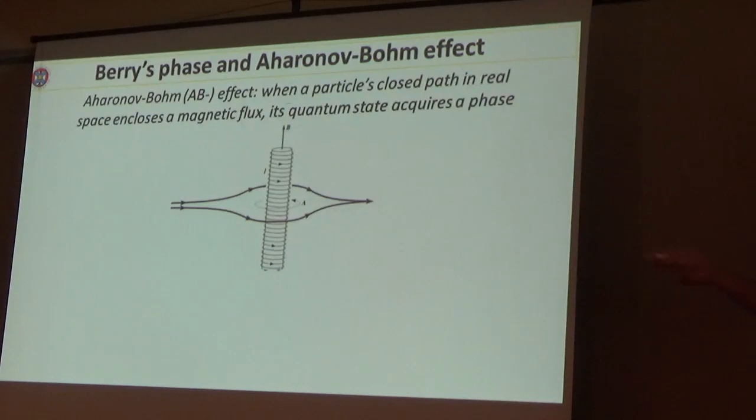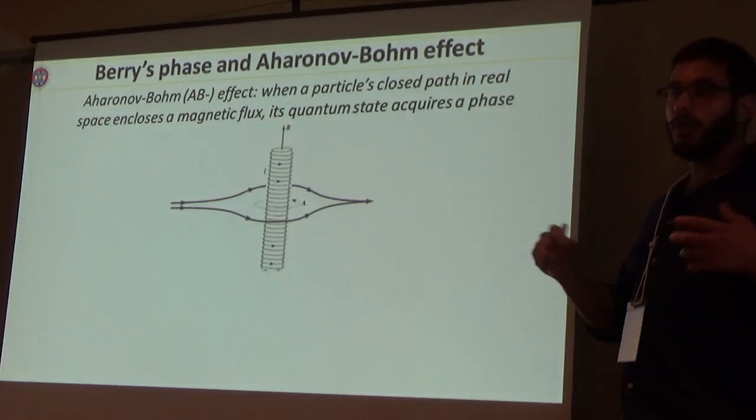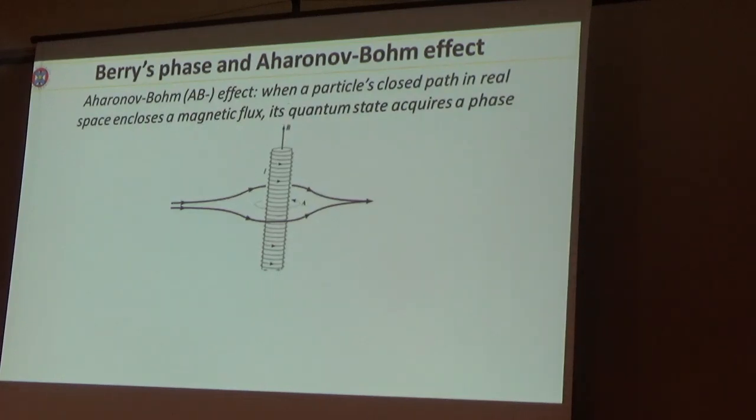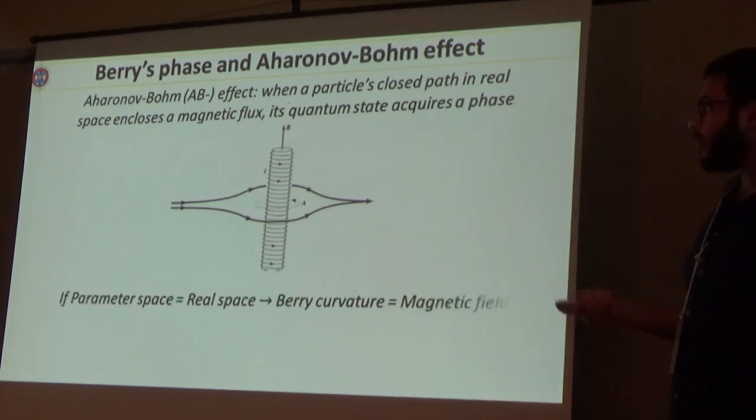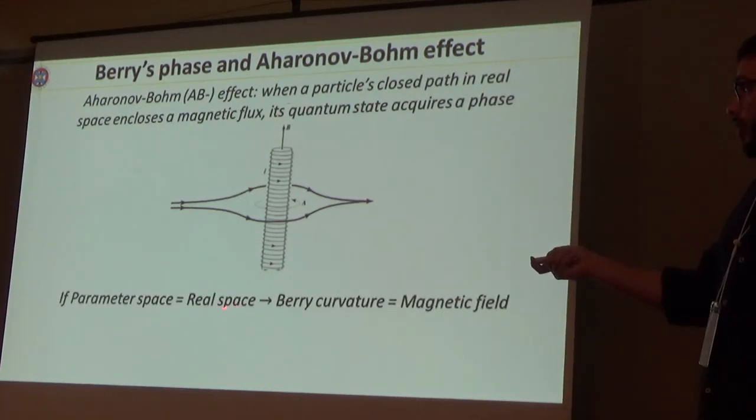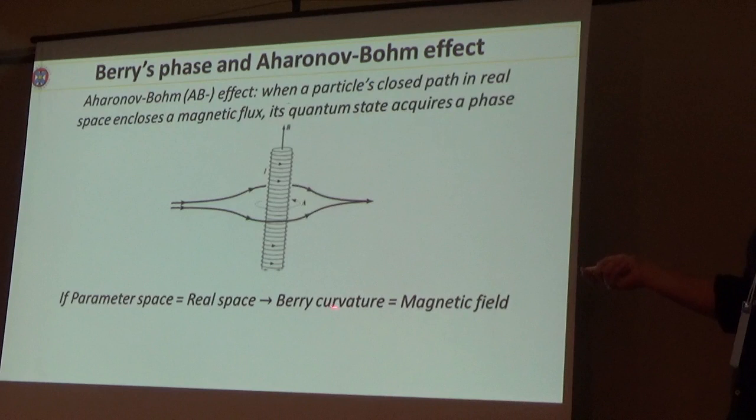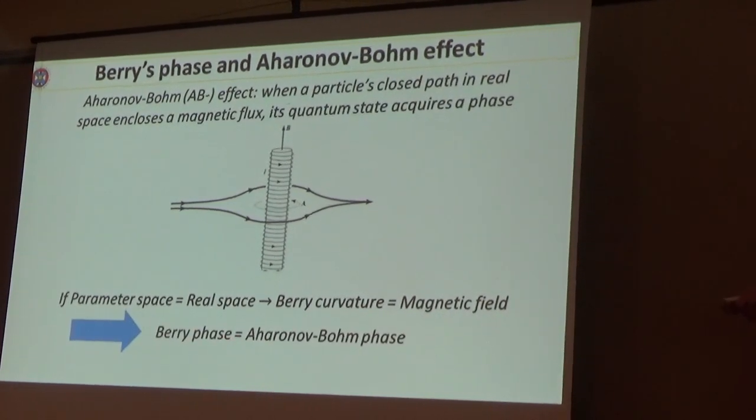As an example of the Berry's phase, we will consider the Aharonov-Bohm effect, where if we have a particle in real space that goes through a closed path that encloses a magnetic flux, if we have a magnetic field there, its state acquires a non-trivial phase factor, the Aharonov-Bohm phase factor. But if we take the parameter space to be the real space in our case, then the Berry curvature is indeed the magnetic field, and then the Berry's phase is actually the Aharonov-Bohm phase.